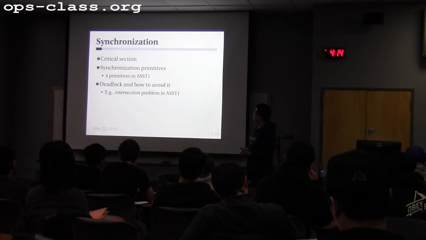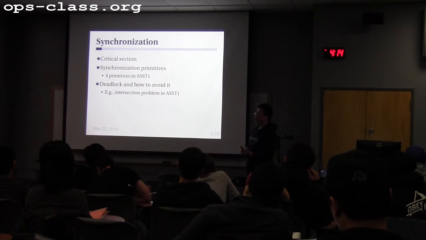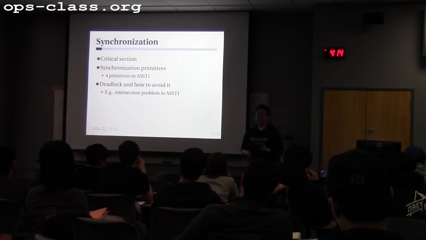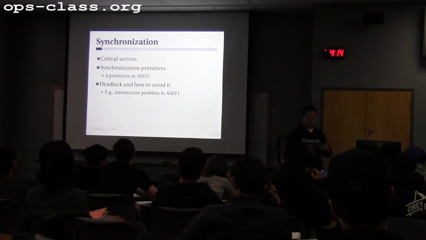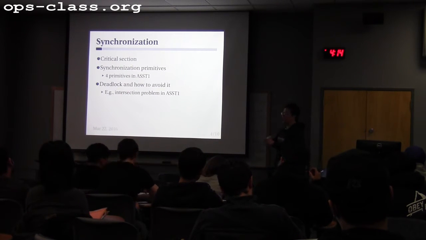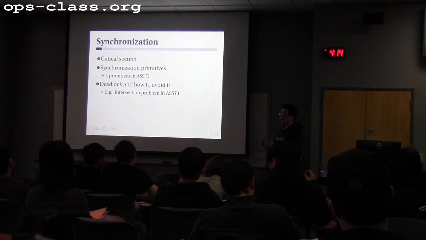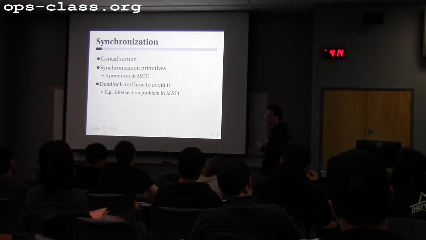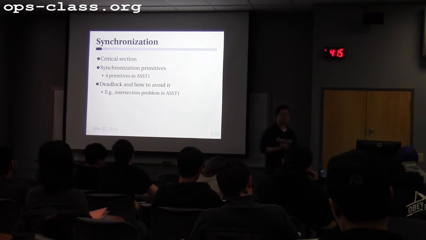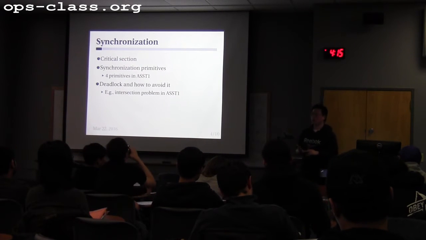And then finally, the lectures also covered deadlock and how to avoid deadlock. A deadlock happens when multiple threads or multiple entities try to access multiple resources, and each of them holds part of the resource and wants to gain access to another part of the resource. That's when deadlock happens. And I remember there are three or four conditions when deadlock can happen.